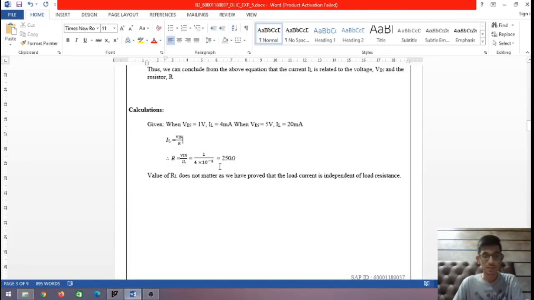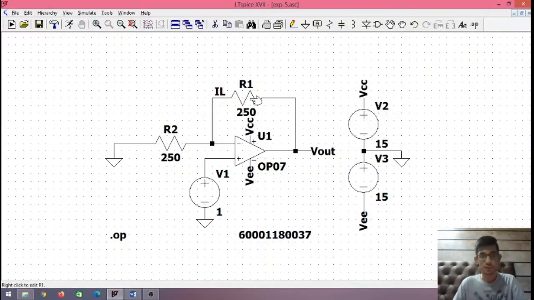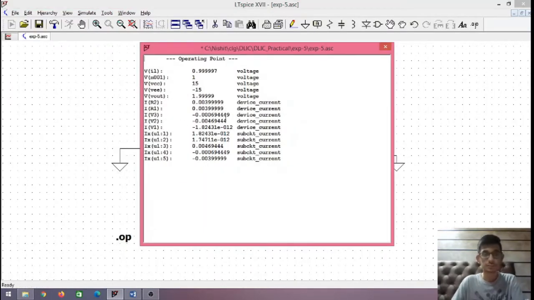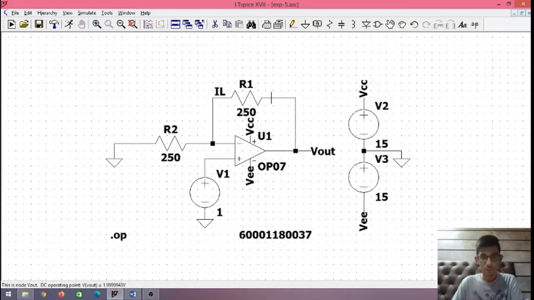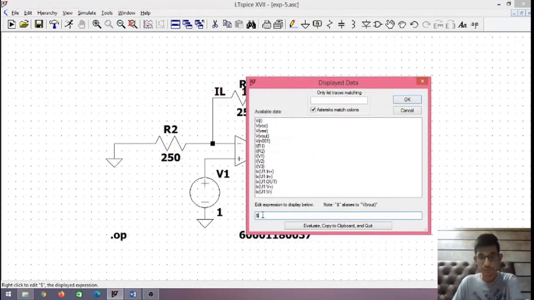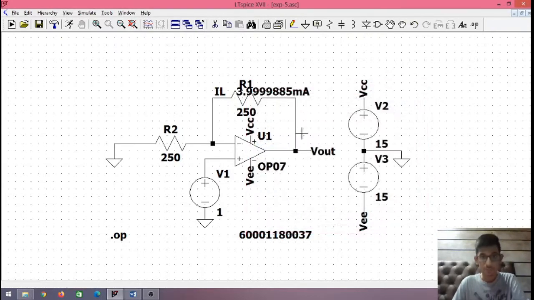As we can see here, the current is independent of the load resistance, so we can take any value here, but we will look into that later after doing the experiments. So let's run it. We'll do a DC analysis for this. Now we can click here, then right click here and select I across R1.